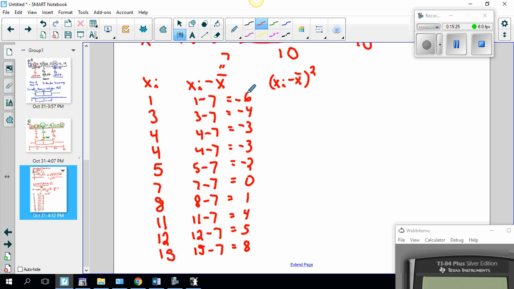So you square these numbers: -6 times -6 is 36. 4 times 4, the negatives cancel, 16. -3, double negative, 9. 9, 4, 0 times 0, 1 times 1, 4 times 4, 5 times 5, 8 times 8.